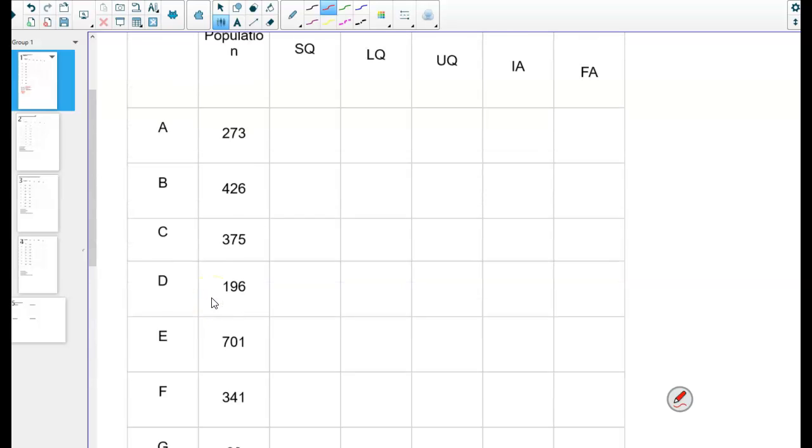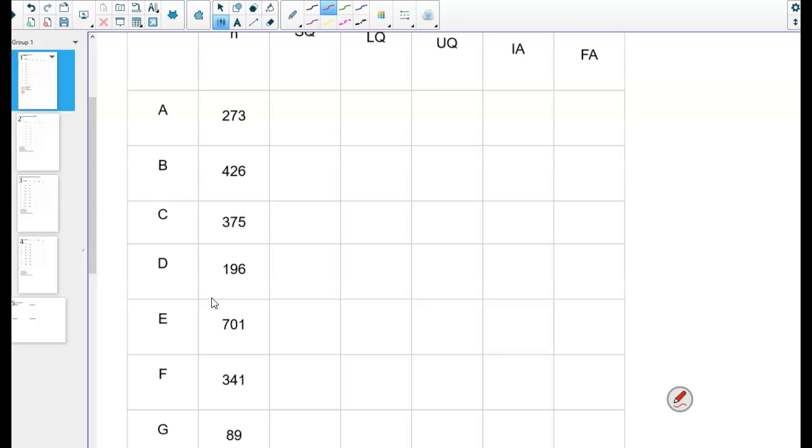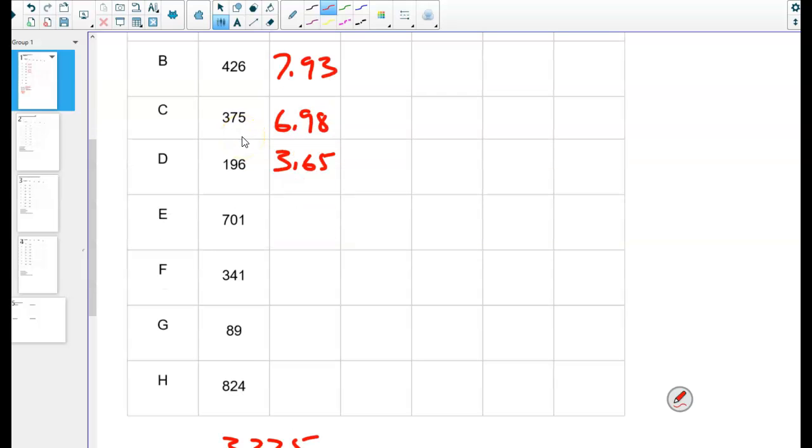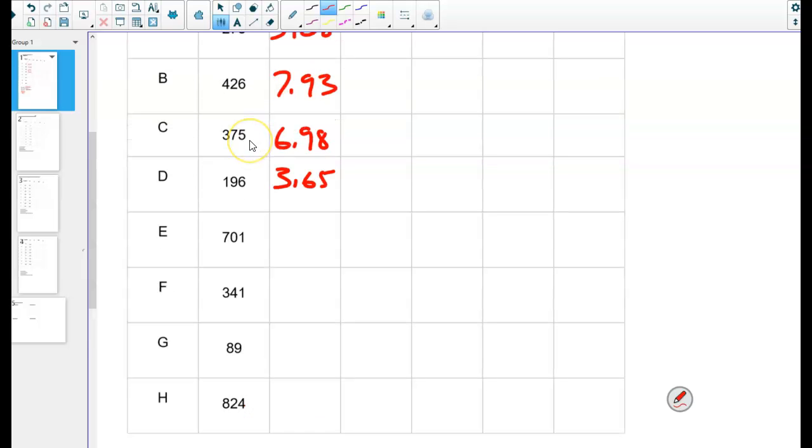And I'm going to take that 53.75, and I'm going to divide it into each population. Now, the first one, I believe, goes 5.079. So it's 5.08. We have to round correctly. Make sure you go to that third number after the decimal point to help you with your rounding. B should be 7.93. Don't be at 7.92 when you should be at 7.93. C is 6.98. D is 3.65. And I'm getting all of these by dividing the group's population by the standard divisor, which is 53.75.